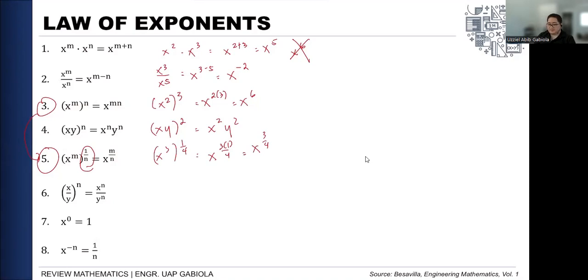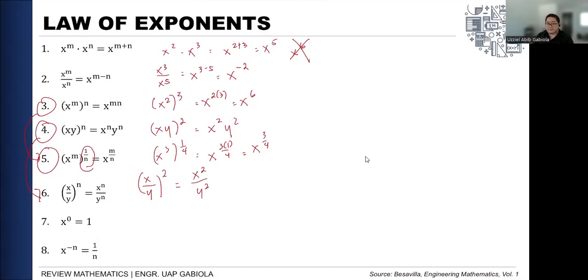Alright? Next, number 6. Number 6 is the same as number 4, naging fraction lang siya. So, siguro you would agree na halimbawa meron tayong fraction na ganyan and then that is raised ng 2. That is also equivalent to x squared over y squared. Okay? Next, number 7. Number 7 is a base raised by 0.